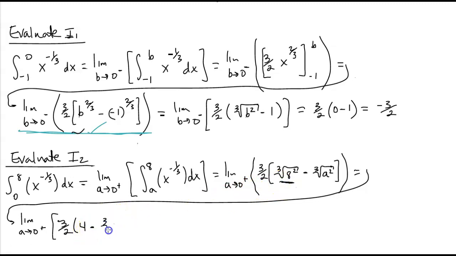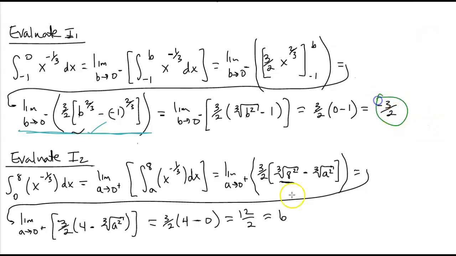And then we'll do minus cube root of a squared. And here, if we let a go to 0, then that's just going to make that last term 0 there. And this will end up being 12/2, which is 6. And since I have to add these two together, I'm actually going to be smart here and just leave the second answer in fraction form, or improper fraction form.